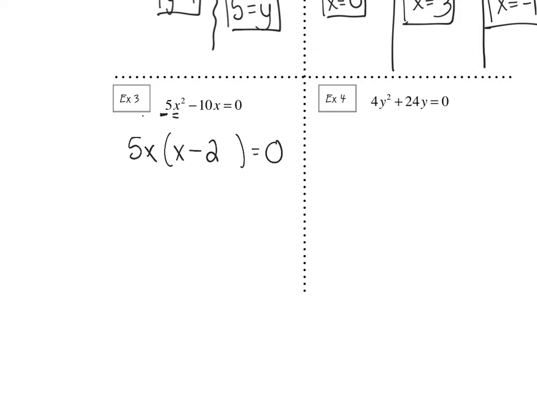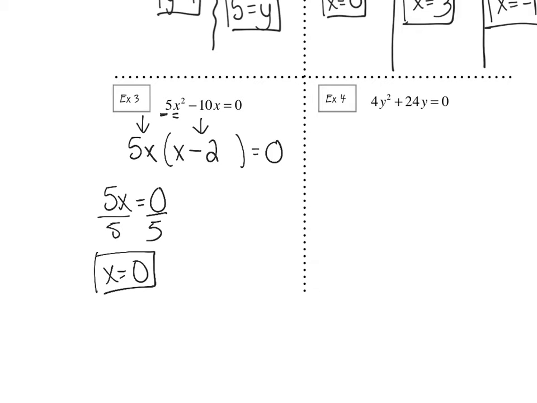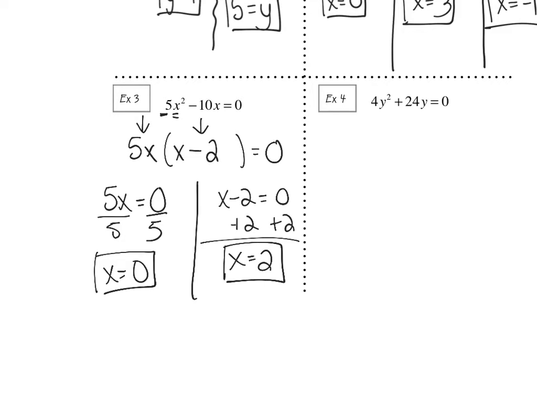Now, as you can see, I have 2 factors. So the next step says set each piece equal to 0. So 5x equals 0. Divide by 5, x is 0. There's one solution. And then you set the other one equal to 0. So we've got x minus 2 equals 0. Add 2, x is equal to 2. There's your other solution.